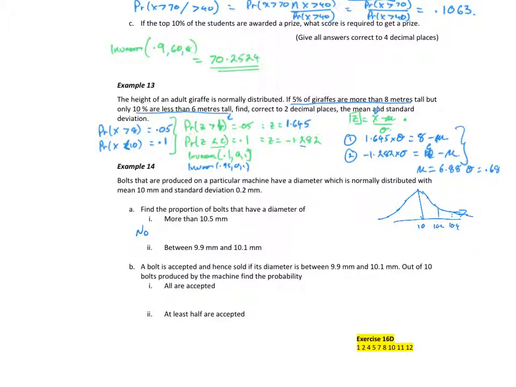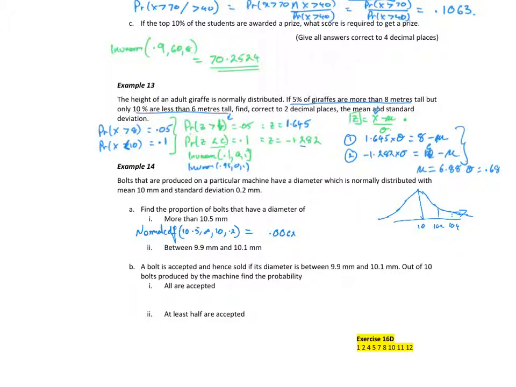So normal CDF, let's get the order right. What do we put in first? We'll put in our 10.5 to infinity, and it's distributed with a 10.2, and that is equal to 0.0062. Doesn't really say how many decimal places, so I'll leave it at 62.